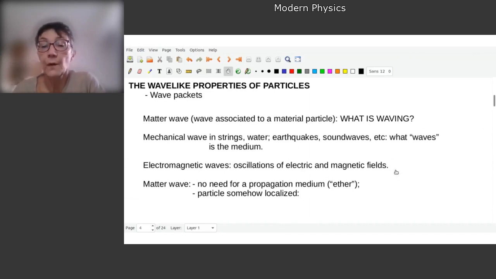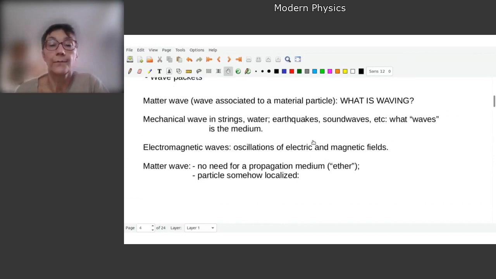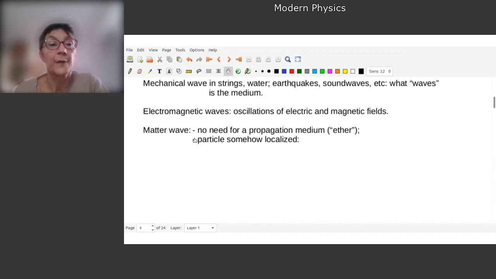And when we describe the wave, we write it as a function of the electric field oscillating or the magnetic field, and both are related through some relationships. But in the case of the matter wave, we quite artificially decided to associate a wave to a material particle. And so the question is, what is waving? Some aspects we have to emphasize here.